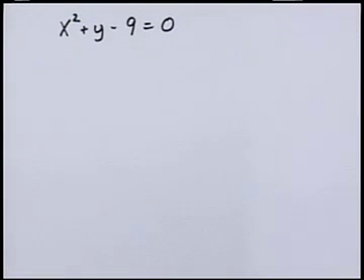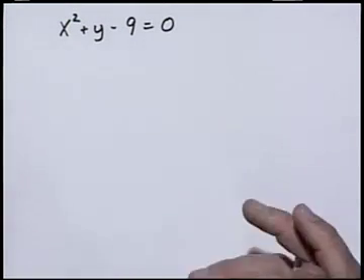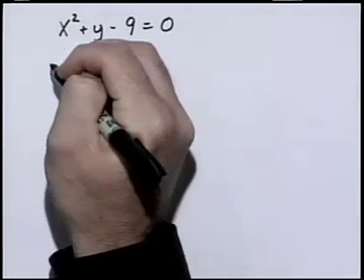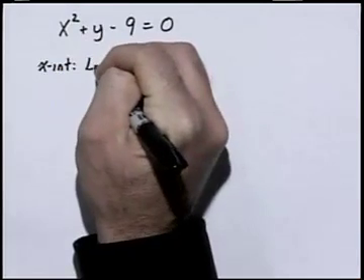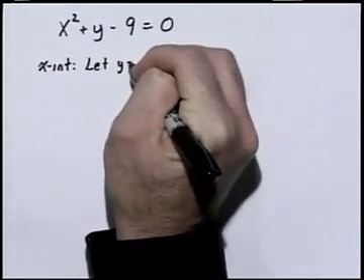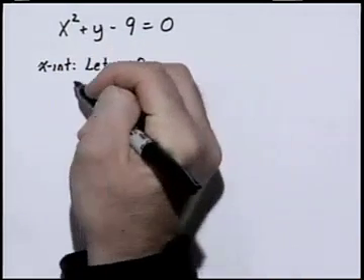We're going to find the intercepts and test for symmetry the equation x squared plus y minus 9 equals 0. Let's start with the intercepts. We're going to find the x-intercept. Remember, to do that, you need to let y equal 0 in the equation.